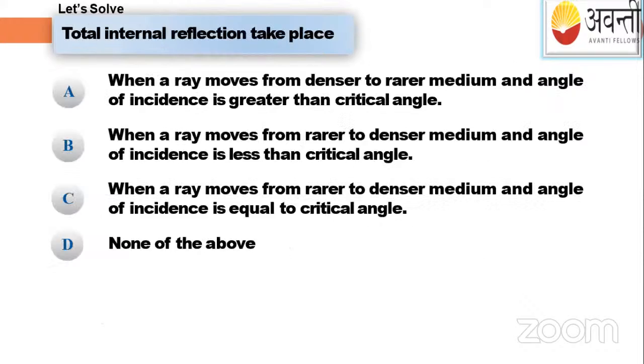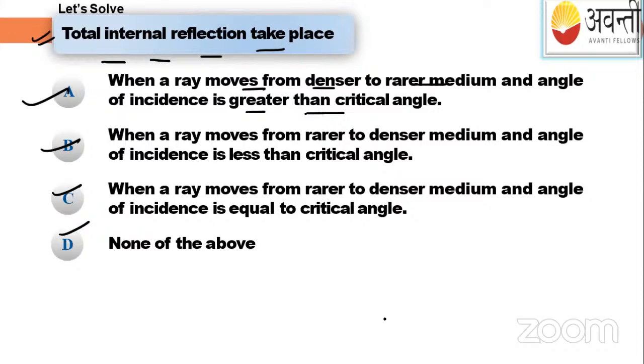Next, let us solve this one question. It's very easy; we have studied it now. Total internal reflection takes place when the ray moves from a denser to a rarer medium and the angle is greater than the critical angle. A, B, C, or D?